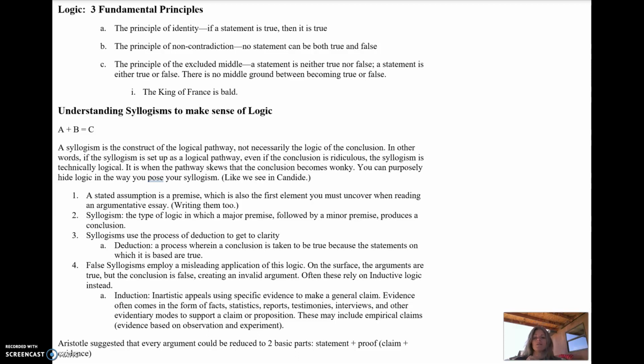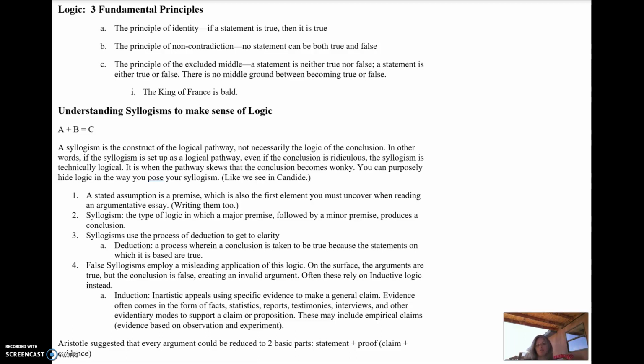So a syllogism, as you can see in front of us, is the construct of a logical pathway, but it's not necessarily the result of the logic of the conclusion. So we can say A plus B equals X, and we might logically get there, but it may take us a while. And ultimately, we are excluding our middle if we make a construction like A plus B equals X.